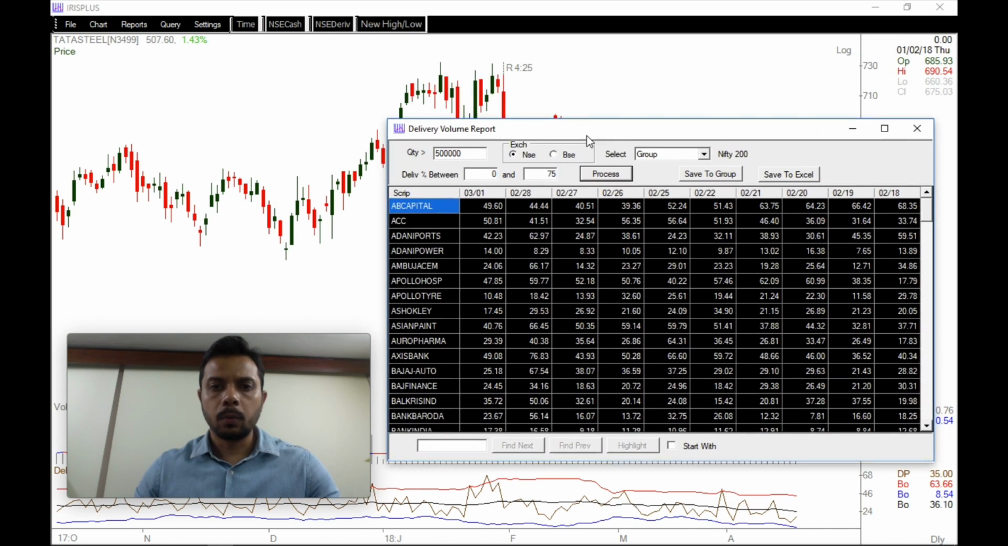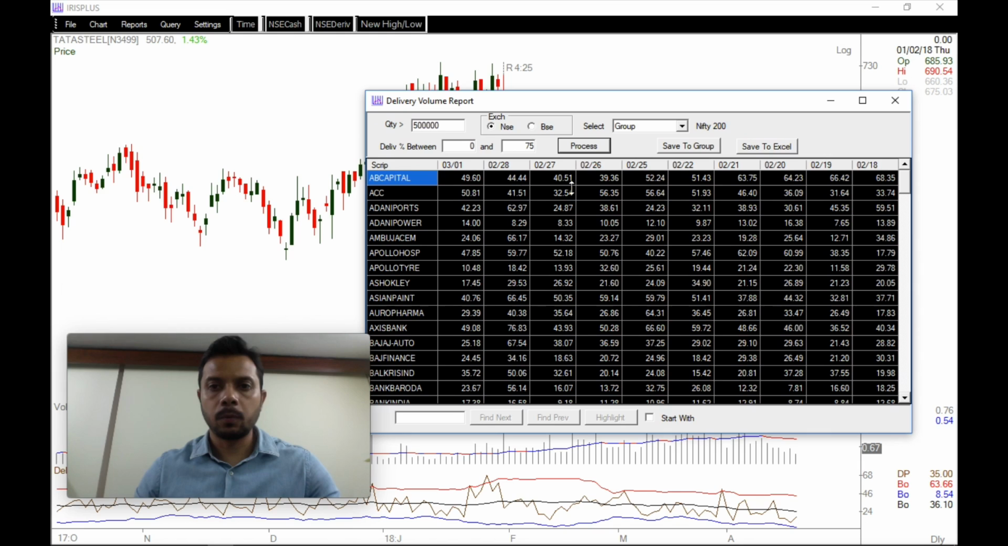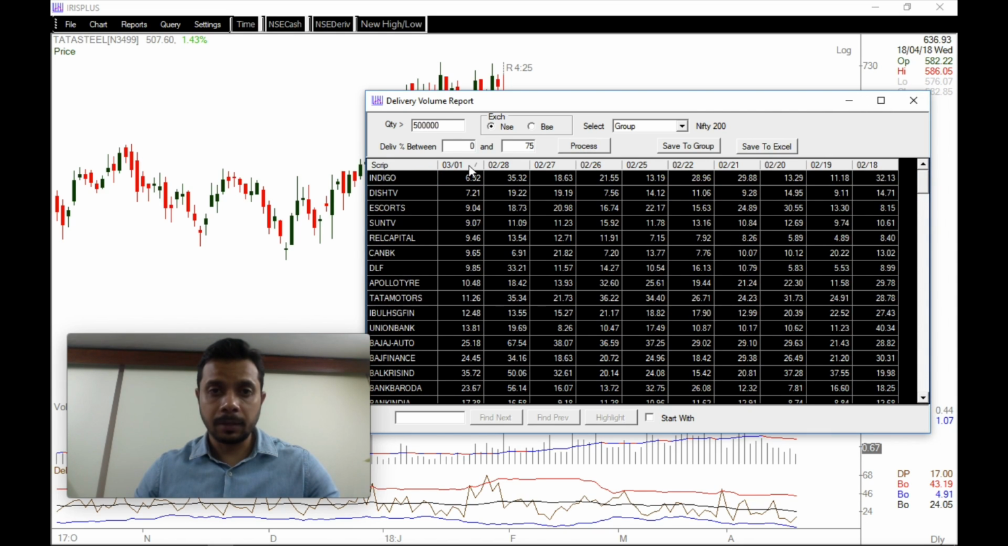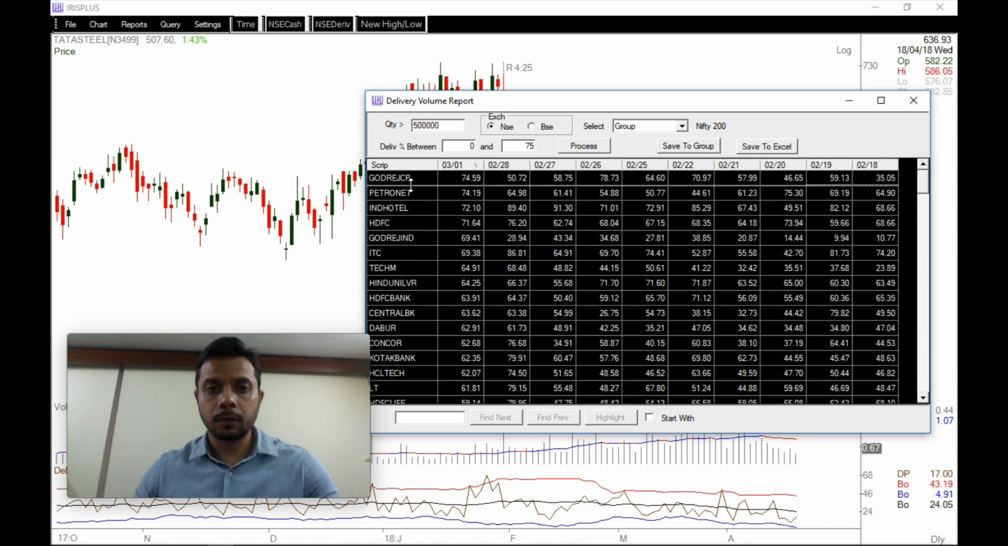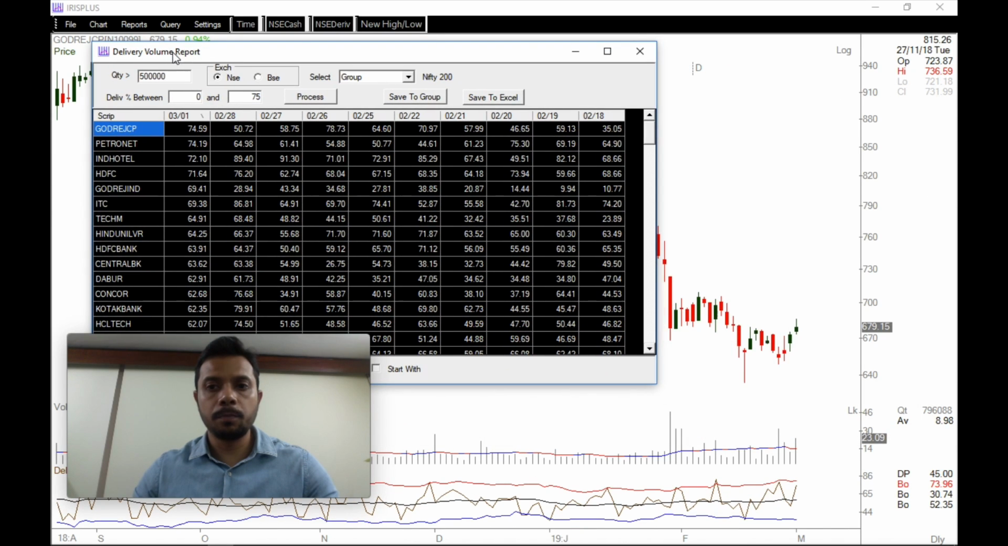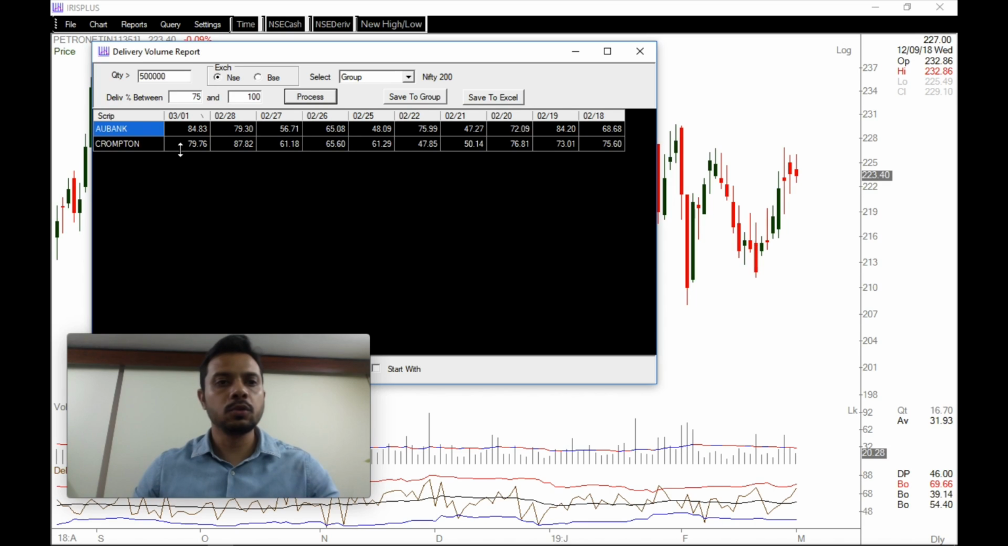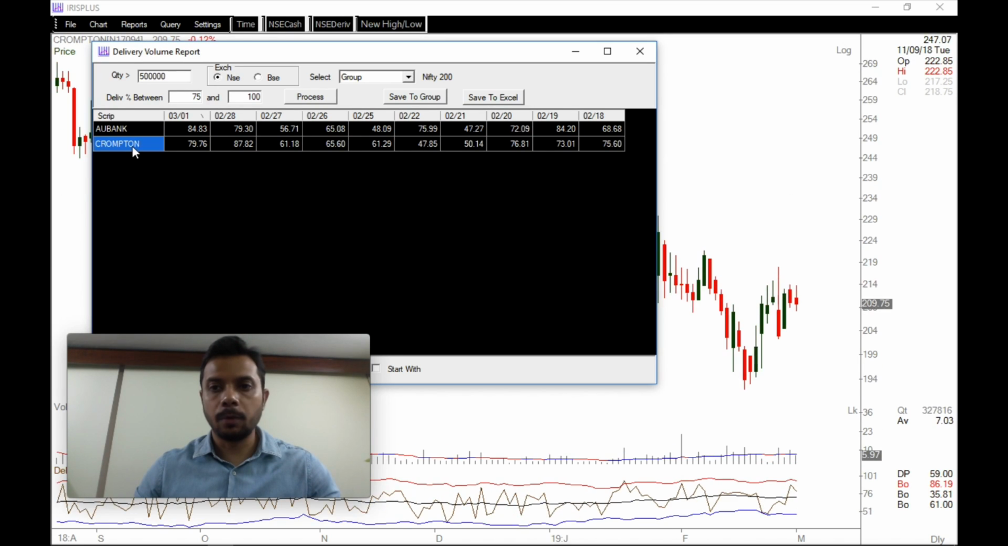and there you go. Within the Nifty 200, we have for the last 10 trading days, and if you can sort them, the last day, we have a Godrej Consumer which had a 74% delivery on the last trading session. Petronet has a 74%. Okay, I'm very sorry, so let's say 75 to 100. Process. So we have two stocks, AU Bank and Crompton, where we have 84 and 79%.